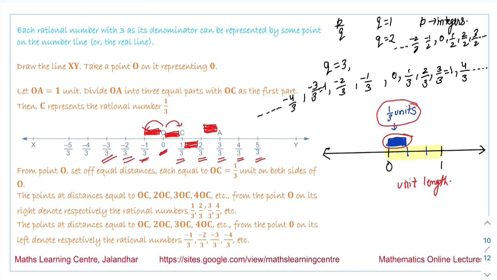Similarly, if we have to draw all the numbers with denominator 4, we take this point as 0 and this point as 1. We divide this into 4 parts. You will draw 3 lines over here, and this distance is basically the length 1 by 4 units. Using this length you can mark the points on the number line and draw all the numbers with denominator 4. So likewise we can continue and draw all the rational numbers.